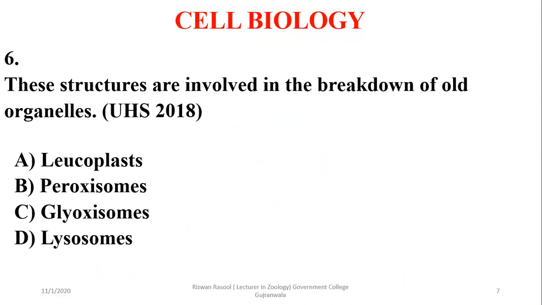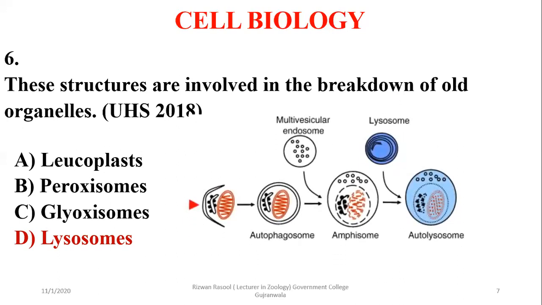Number 6, these structures are involved in the breakdown of older organelles. These are obviously lysosomes, which perform autophagy or autophagocytosis. Leucoplasts are involved in storage functions. Peroxisomes, formation and decomposition of hydrogen peroxide, and glycosomes, conversion of fatty acid into carbohydrates. So the right option is delta. They are involved in autophagocytosis.